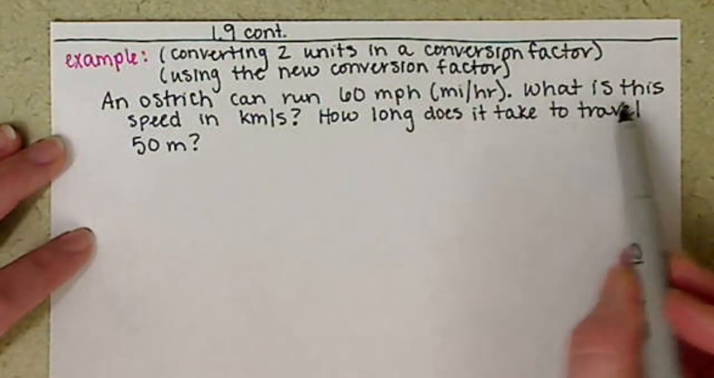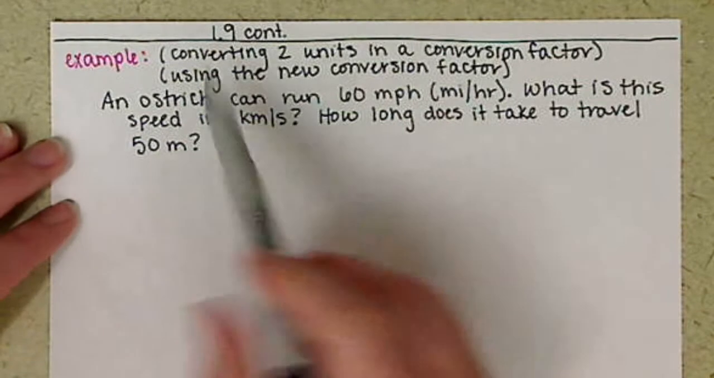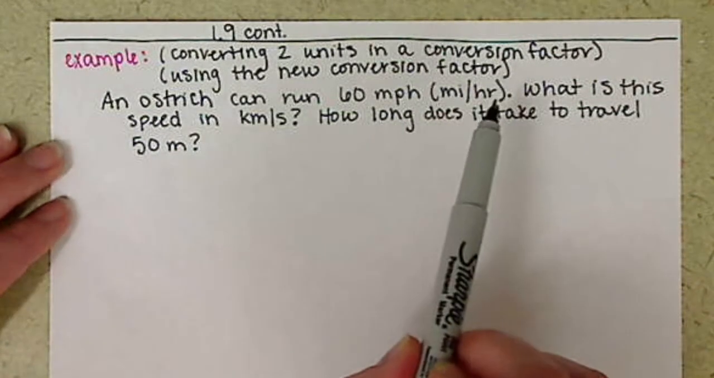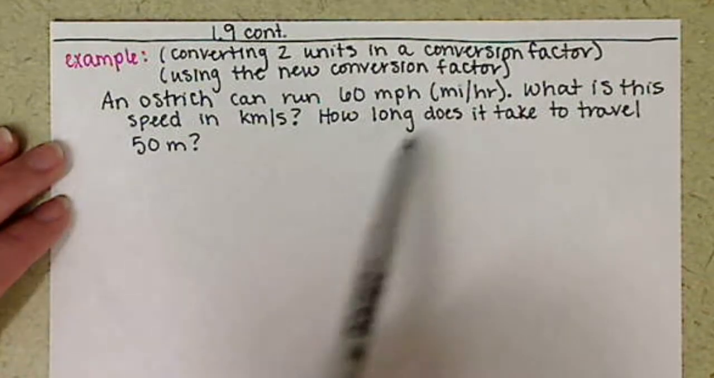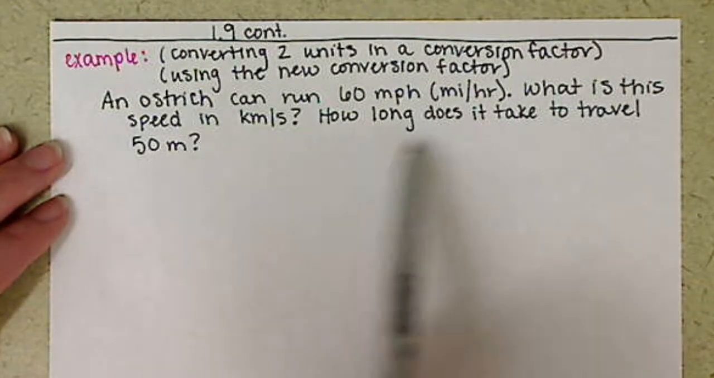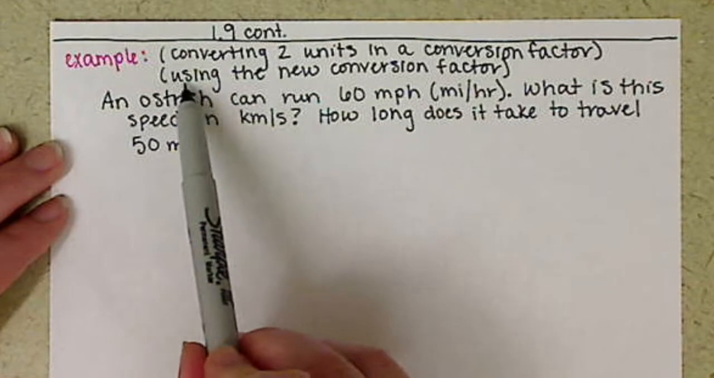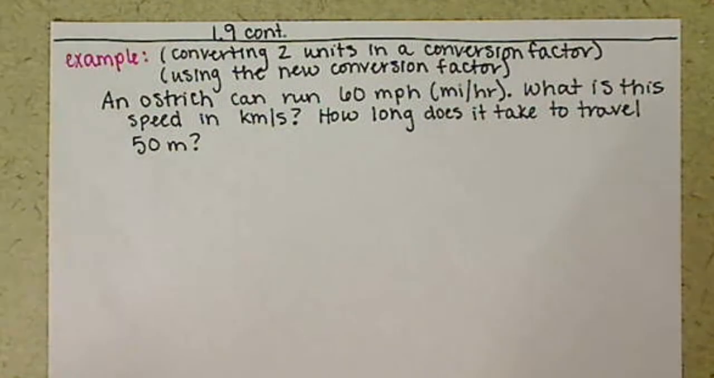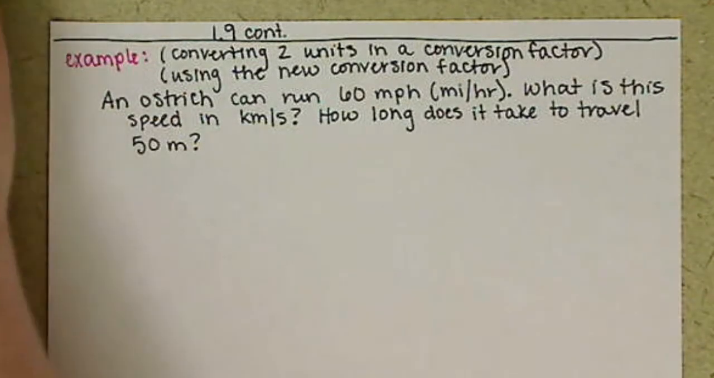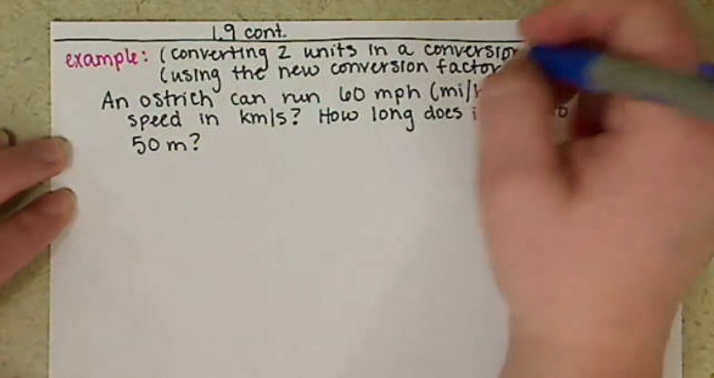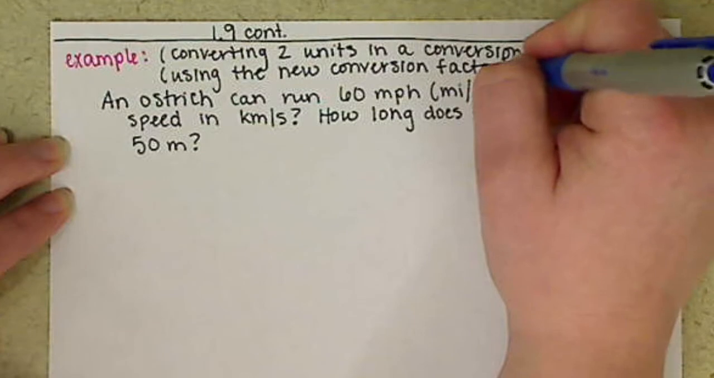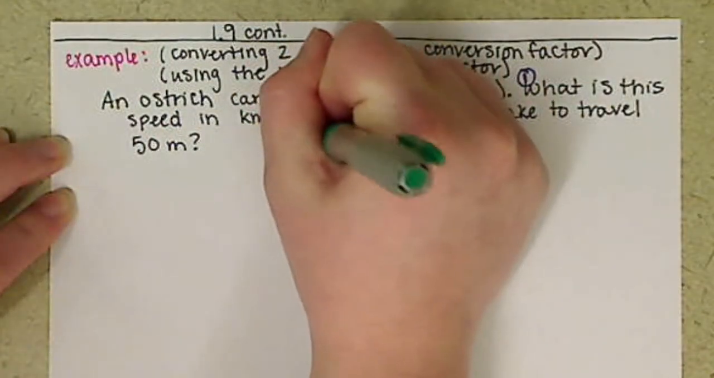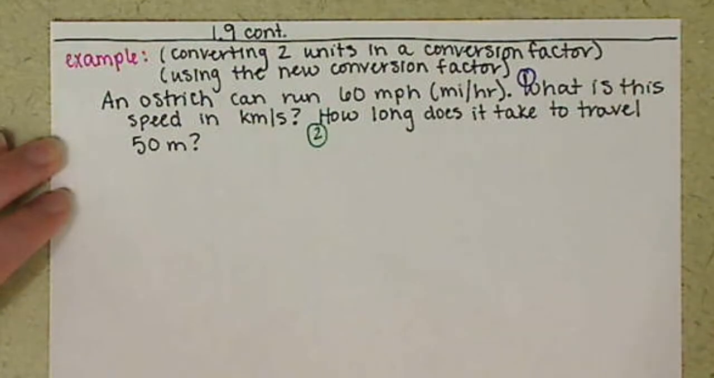So the first question of what is this speed in kilometers per second, that's going to be involving converting 2 units in a conversion factor. And then the second question of how long does it take to travel that, then we're going to use our new conversion factor. Okay, so this is kind of a two-step question. So we have the first portion, and then we have our second question.